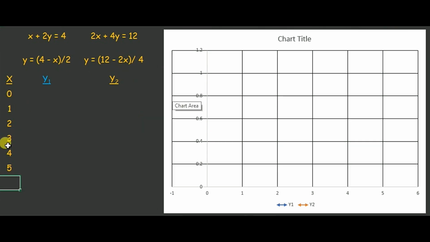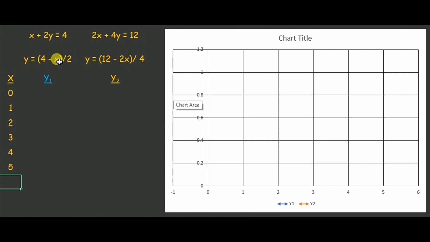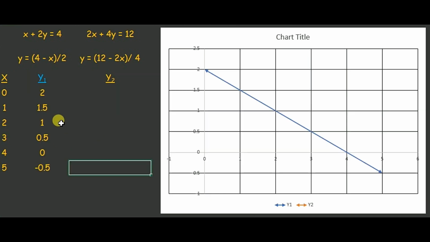I have these x values here. I replace this x with these x values, which will get me y values. When x is 2, y is 1; x is 3, y is 0.5; x is 5, y is negative 0.5. Now let's take these x values and put them here in place of x in this equation.